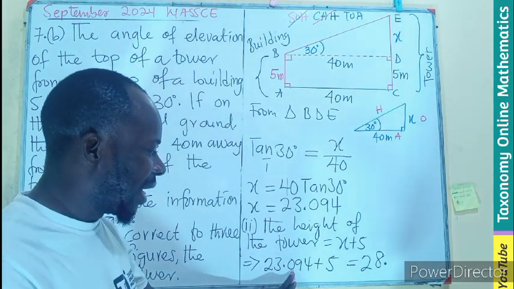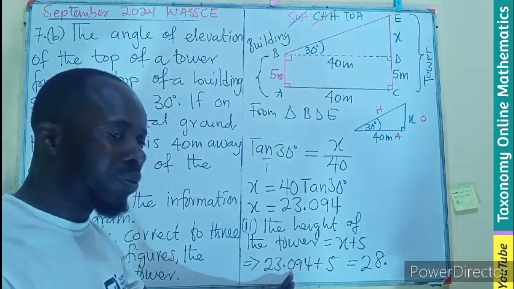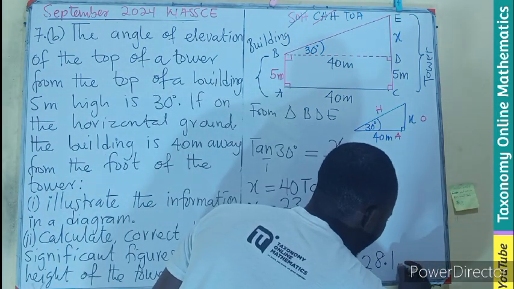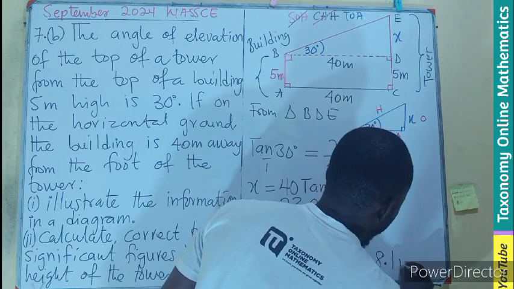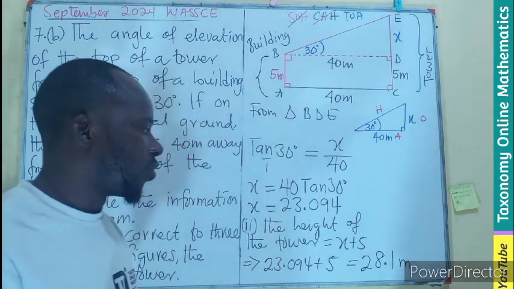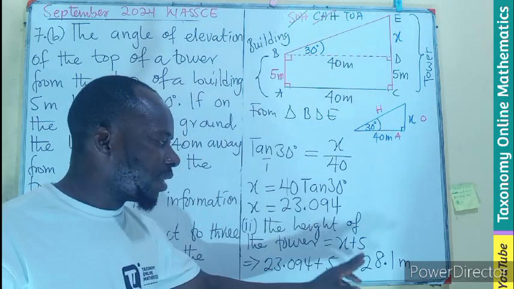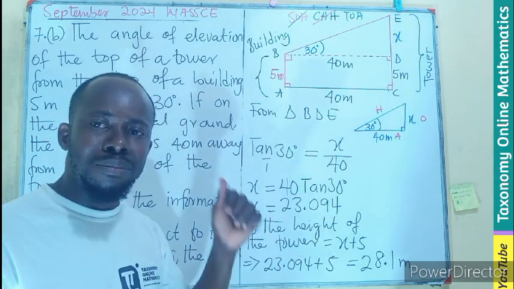First figure, second figure, the third. The number after is going to be 9, so we add it to this to be 1. So I'll be having 28.1. What dimension do we have? Meters. So the value of the height of the tower is going to be 28.1 meters.